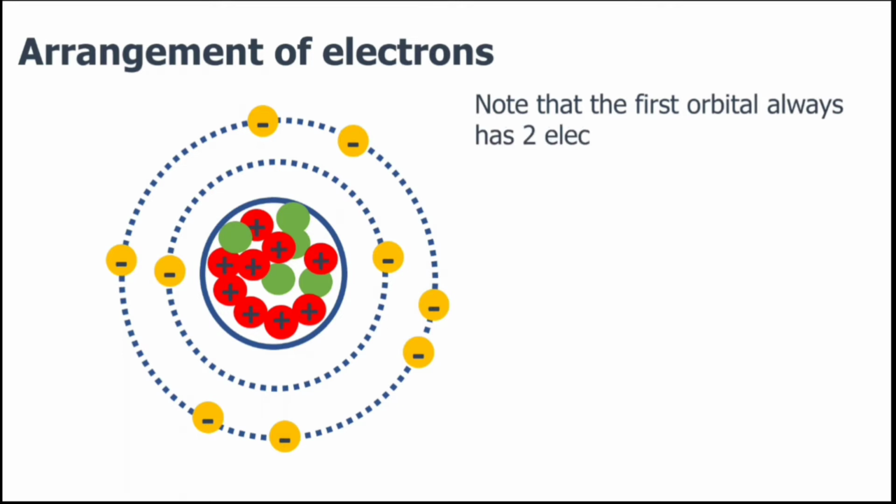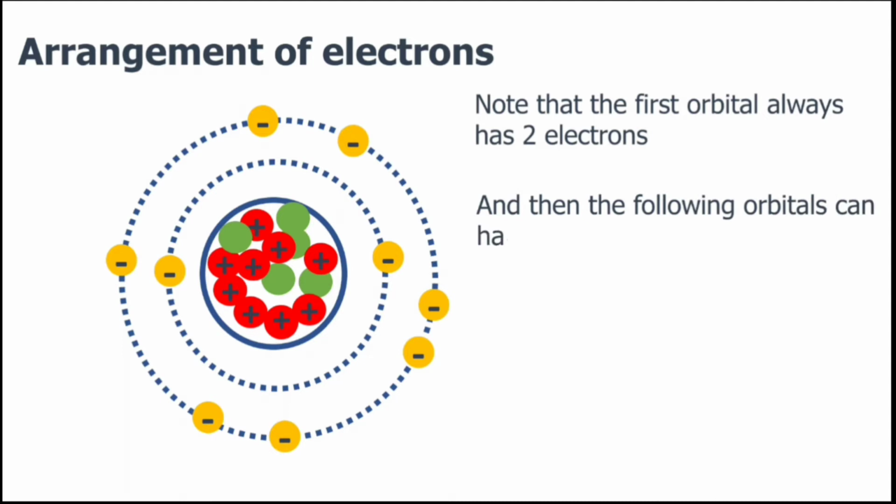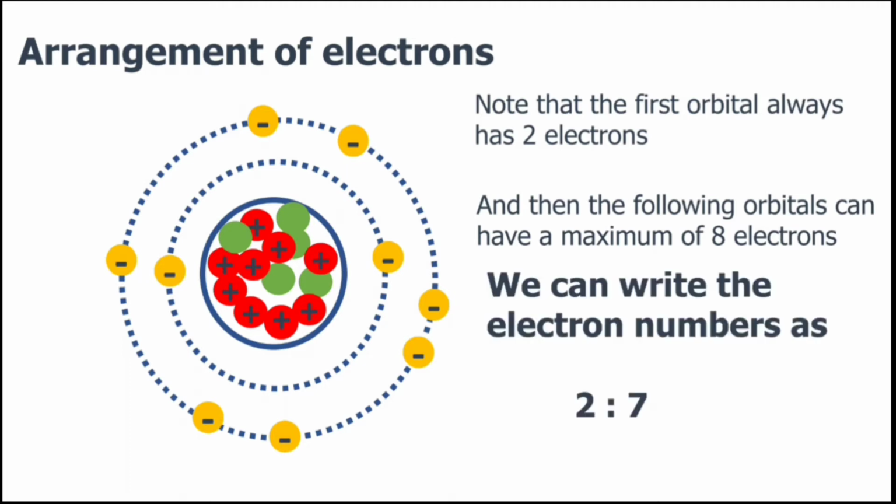We can then write the electron numbers as 2 and then the number of electrons in the next orbital and so forth. In the atomic model that is given here, there is a total of 9 electrons. 2 electrons have gone into the first orbital, 7 electrons are in the next orbital. So the electron numbers are written as 2, 7. We call that a Bohr notation. So Bohr notation gives us an idea of how the electrons arrange themselves outside the nucleus.